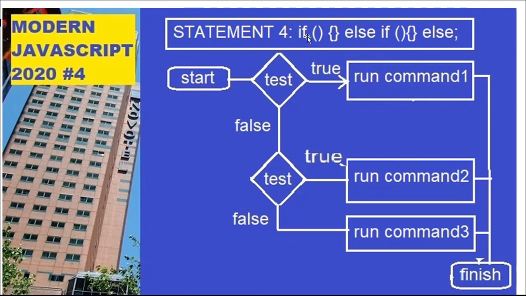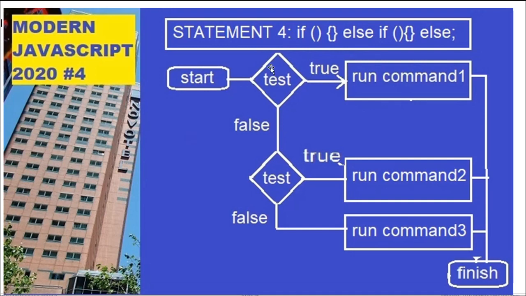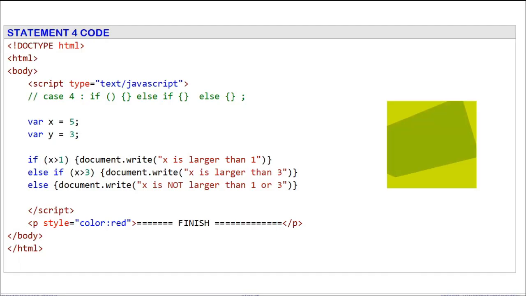Statement number 4 is a version of the if-then-else command. If the test result is true, then run command 1. If it is false, do another test and run command 2 if the result is true. Otherwise, if test 2 is false, then run command 3 and then finish. So this is combining two if-else statements into one statement.